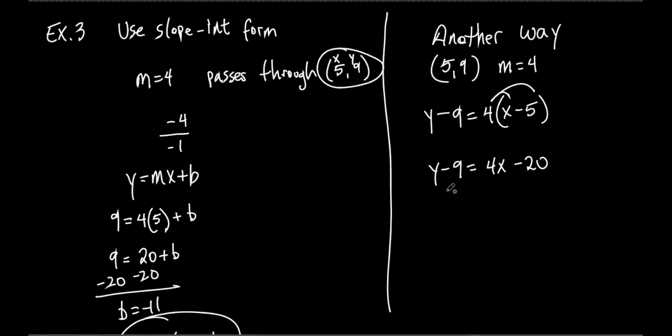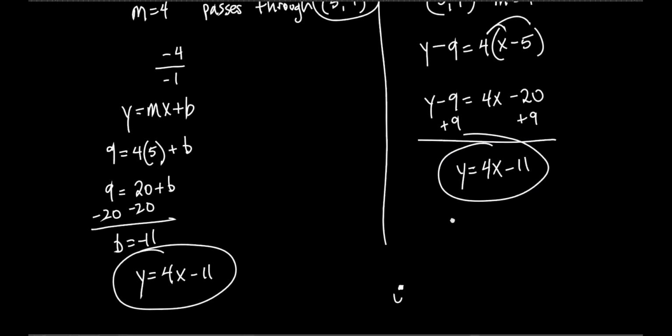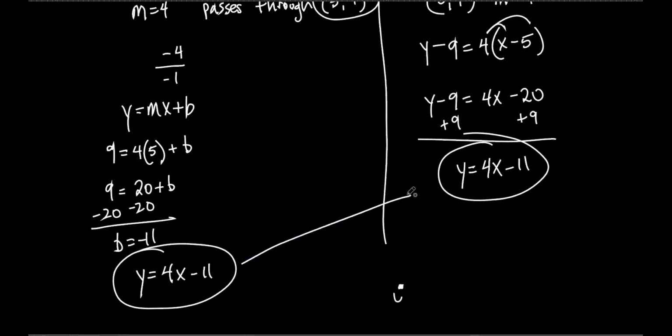Yeah, absolutely. All right, so what can I do now? Now I can get rid of that 9. So I add a 9 to both sides. And guess what? It comes out to the exact same thing as we got earlier. Right there. All right, so those come out to the same exact thing.